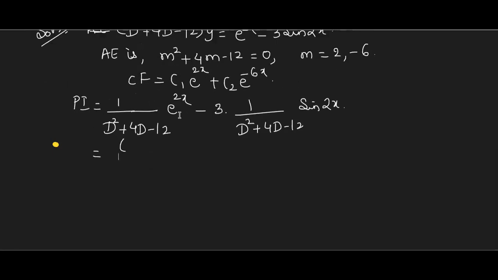E raised to 2x. See the RHS part. I will call them case 1, 2, 3. This belongs to which case? First case. What we did in that? We replaced d by the coefficient of x. What is the coefficient of x here? 2. And is 2 a root? Yes. It is a root, which means this surely becomes 0 when you substitute d as 2. Check it.